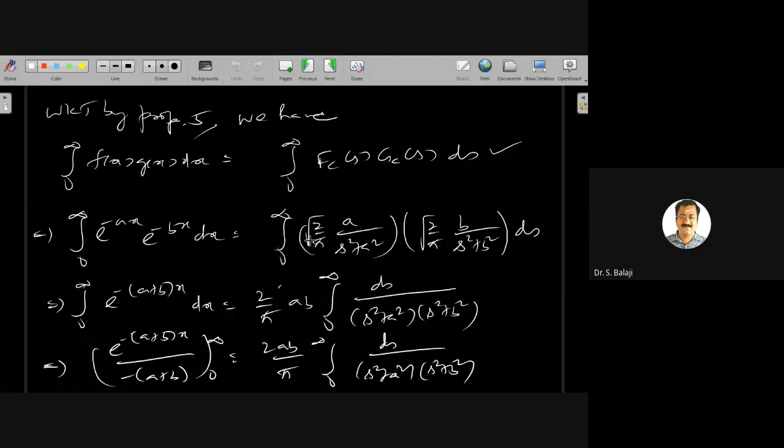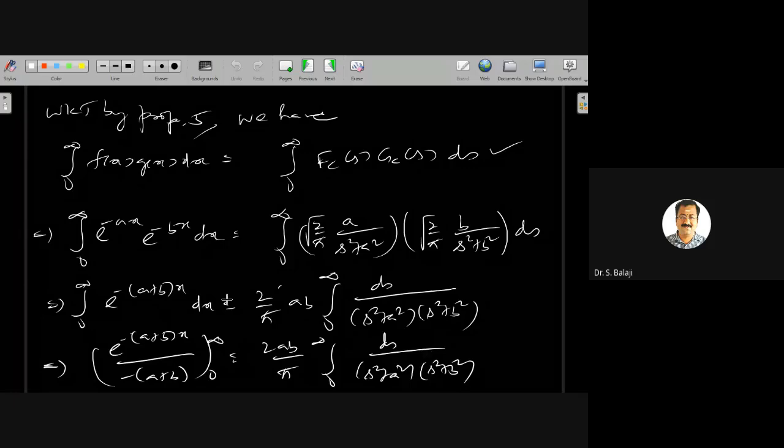Right side, wherever there is a constant, you take it outside here: 2 by pi into ab, you take it outside. Then integral 0 to infinity ds by s square plus a square, s square plus b square. Okay. Integrate the left side: e power minus of a plus b x whole divided by minus of a plus b, from 0 to infinity, equals 2ab by pi times integral 0 to infinity ds by s square plus a square, s square plus b square.